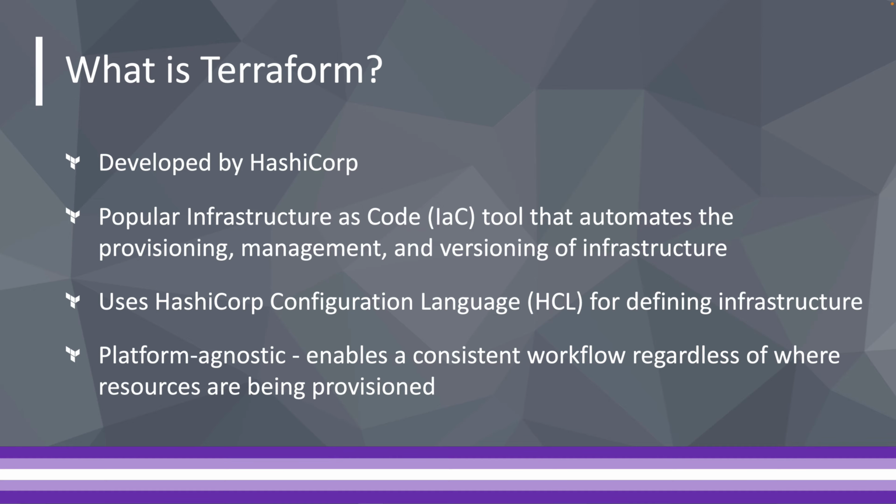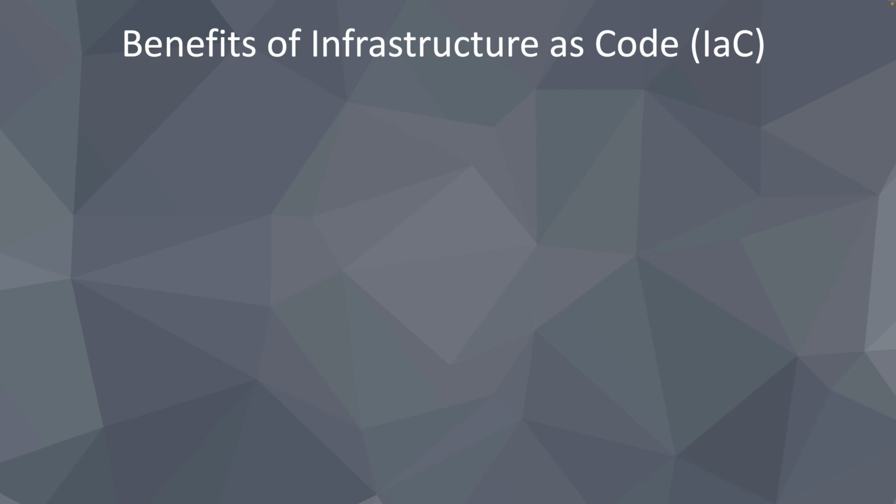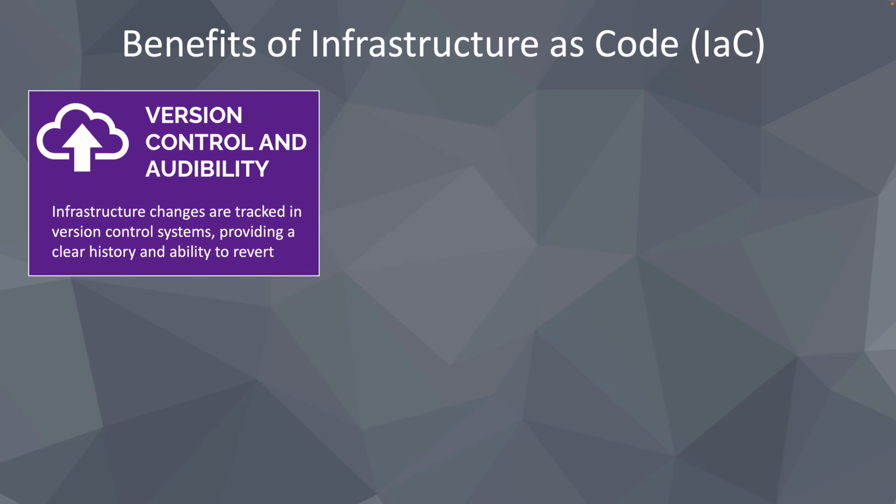regardless of where you're going to deploy and provision your resources. Now let's talk about some of the benefits of infrastructure as code in general. The first one is version control and auditability. Infrastructure changes are going to be tracked using version control systems, and it's going to provide a clear history and the ability to revert back to previous configurations.